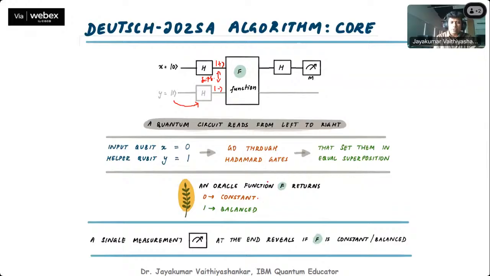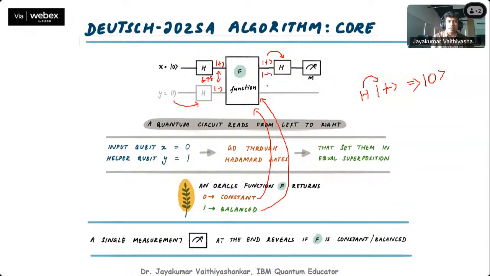Suppose your function is constant. What happens? It will yield the positive state. From the positive state, if you are applying Hadamard, what will you get? Can anybody answer? No? State 0. Okay.